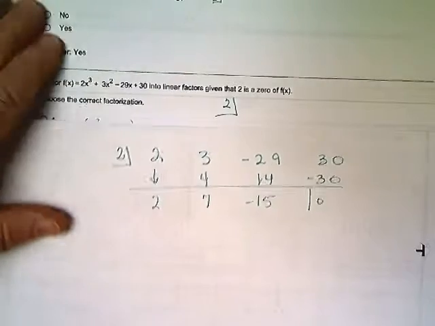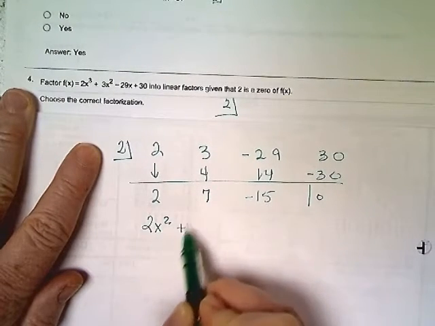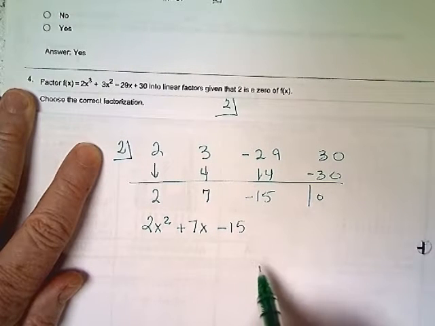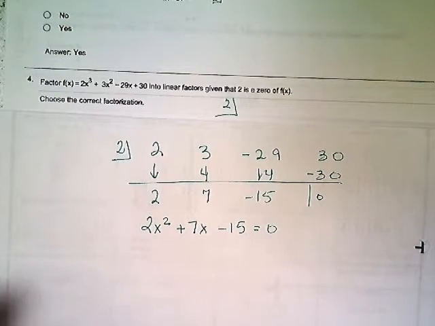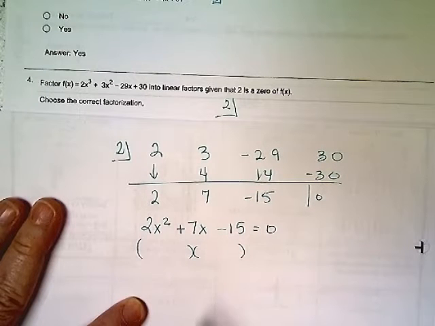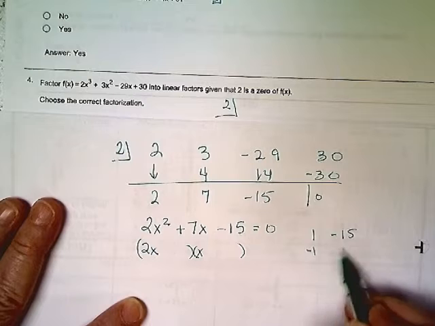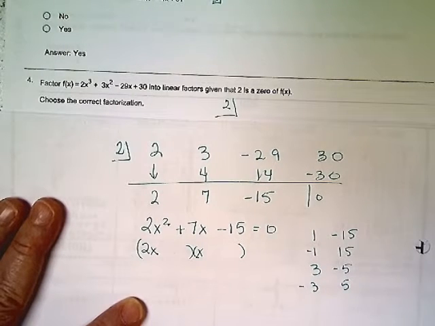So synthetically divide, then remember this was degree 3, so now it's degree 2. 2x squared plus 7x minus 15. You can probably factor it. If you don't want to factor it, you can use the quadratic formula. But I'm going to factor this one into 2 linear factors. Factors of 2x squared are 2x and x. Factors of negative 15 are 1 and negative 15, or negative 1 and 15, 3 and negative 5, or negative 3 and 5.